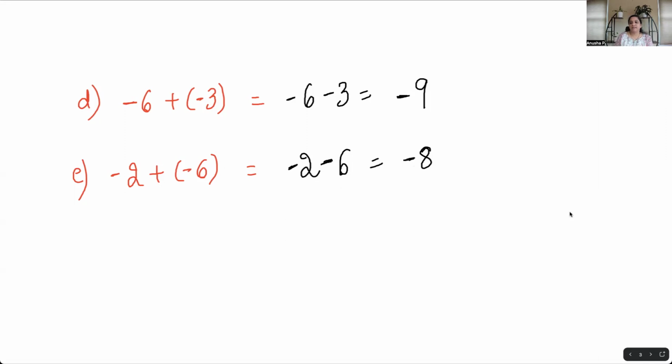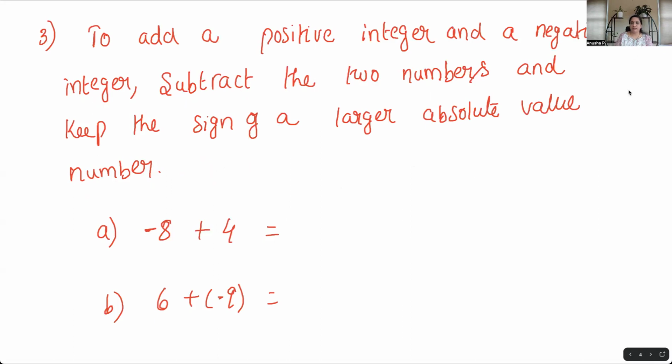Okay. There is the third important point in adding integers where most of the kids have trouble. So let me explain that. To add a positive integer and a negative integer, both the numbers have different signs here. Subtract the two numbers. In that case, we are subtracting the two numbers and you're keeping the sign of the larger absolute value number. Okay, larger absolute value number. I made a video about absolute values, so you can go and check it over there.